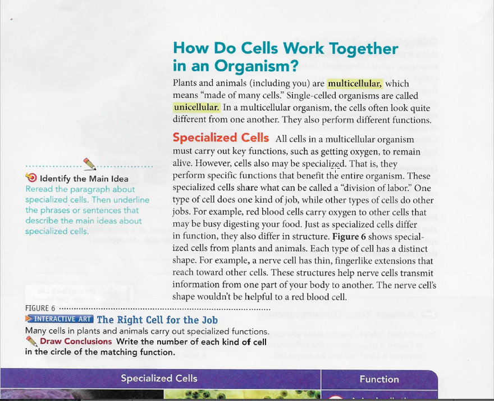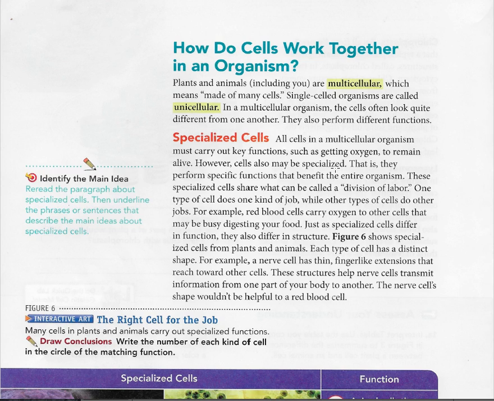All right, how do cells work together in an organism? And a lot of this, boys and girls, is kind of reviewed from the BodyWorks unit. Plants and animals, including you, are multicellular, which means made of many cells. Single-celled organisms are called unicellular. In a multicellular organism, the cells often look quite different from one another. They also perform different functions.